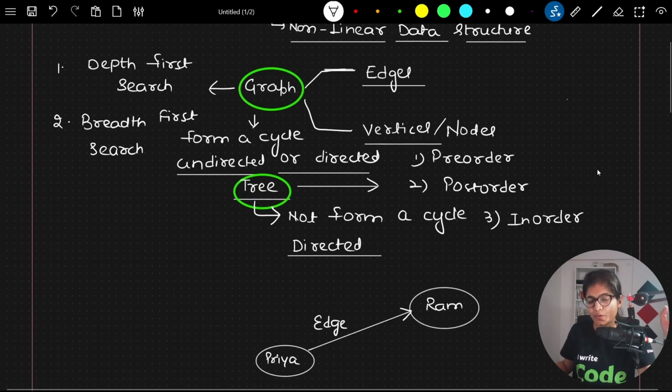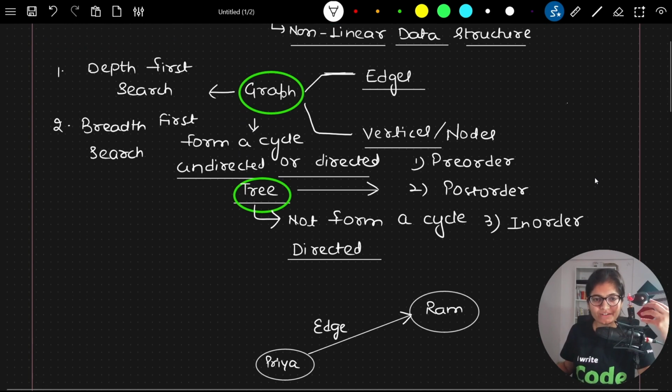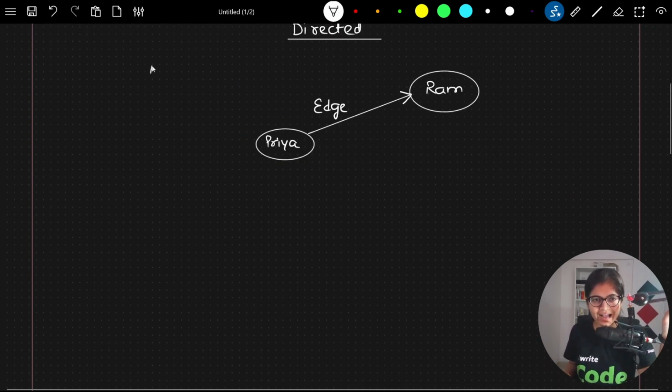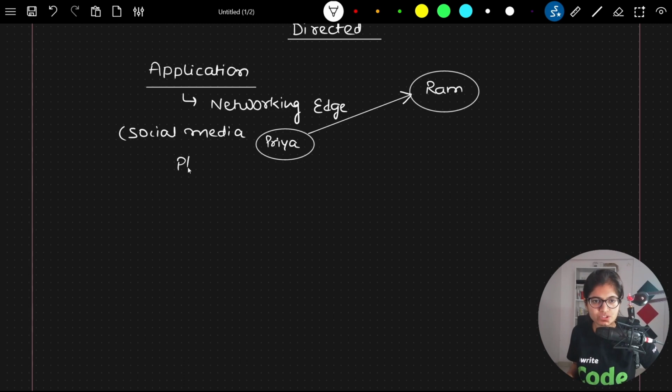Now we have an idea of what a graph is, what the difference is between a tree and a graph, and what the major application of the graph-based data structure is. Basically, in order to build any networking, for example on any social media platform, we use this data structure a lot.